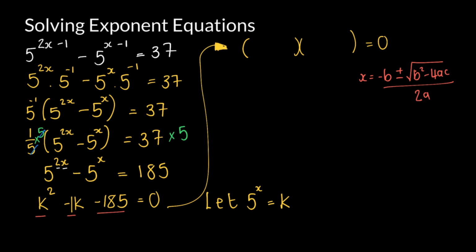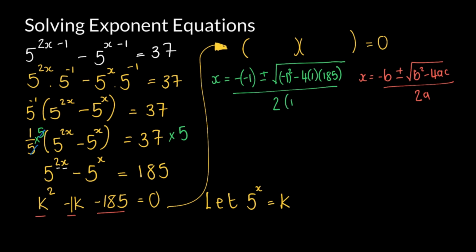So I'm going to write them over here in green. We're going to have x is equal to, our negative b will be negative minus 1, plus or minus, that's where we get our two answers, the root of b squared, that's negative 1 squared, minus 4 multiplied by 1 multiplied by 185. All of that is underneath that square root sign. All of that divided by 2 multiplied by a, which is 1. And we're going to get two answers here.